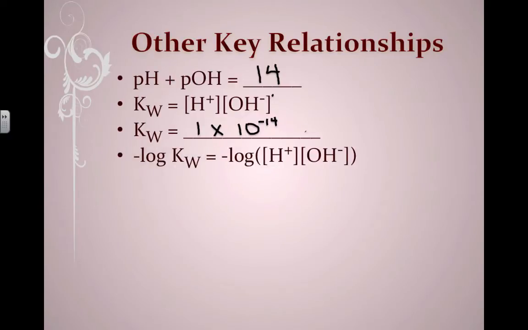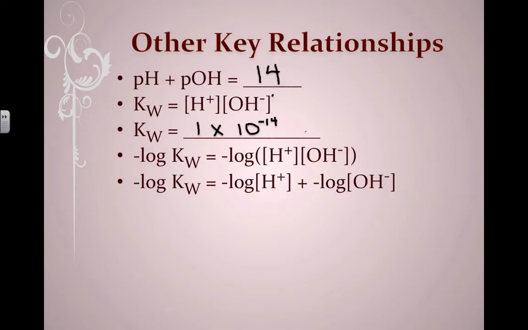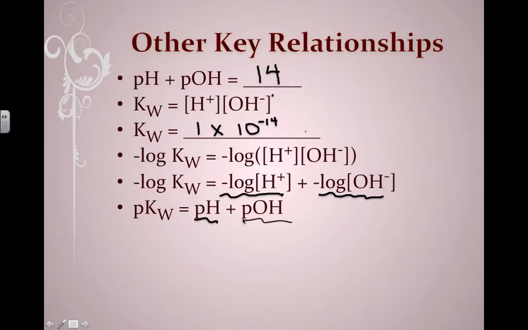And the negative log of Kw equals the negative log of hydrogen times hydroxide. And because we're multiplying with logs, that means the negative log of hydrogen ions plus the negative log of hydroxide ions. So the negative log of Kw is called pKw, and that's where we get the pH plus the pOH being equal to 14, because Kw is 10 to the minus 14, so if I take the negative log of that, I get 14.